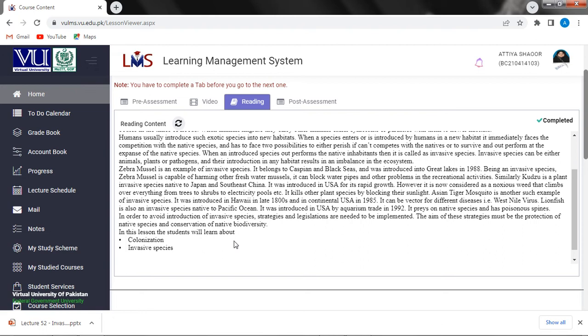In this lesson, the students will learn about colonization in invasive species. Okay, अब हम इसकी activities की तरफ चलते हैं.